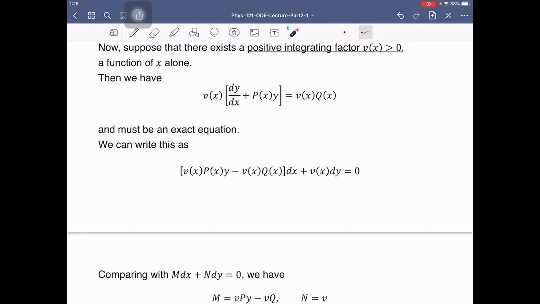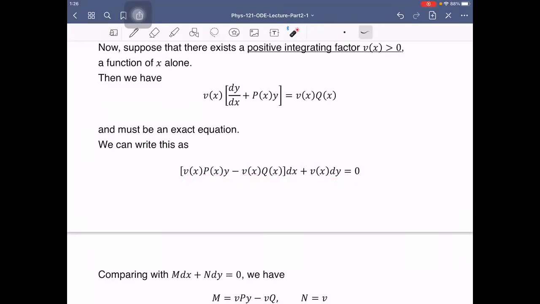Them kasi magkakahiwalay na yung mga components natin, moving them all to the left-hand side to make the right-hand side 0, we have this expression. So v of x, quantity p of x times y minus v of x, q of x dx plus v of x dy is equal to 0.